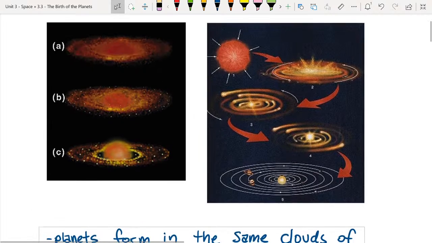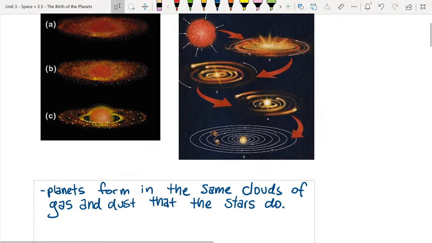Basically, if you look here, a star starts as a big cloud of dust that starts moving in, and we said that because of friction and because of gravity, it starts spinning. And you know this experimentally.